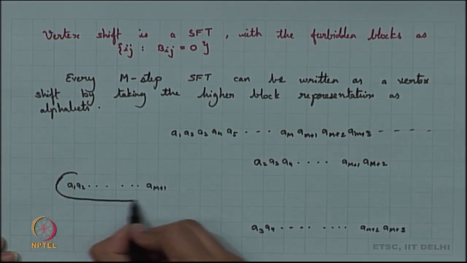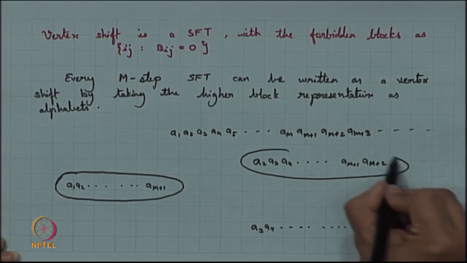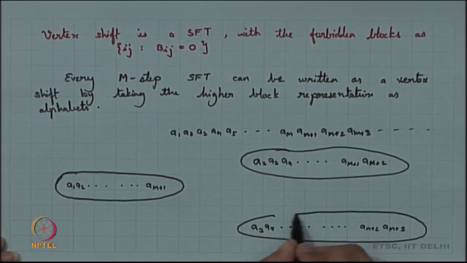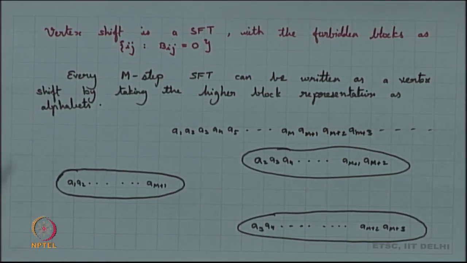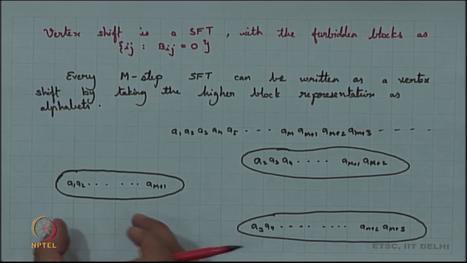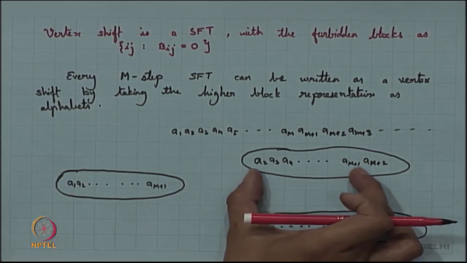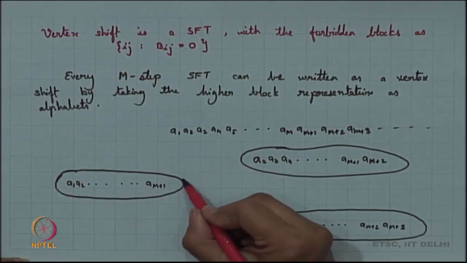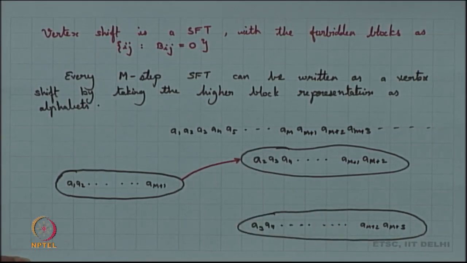So, this is one vertex, this is another vertex and this is a third vertex. Now, when we are constructing a graph, since this is a higher block representation, we see that this part should coincide with this part, and if this part coincides with this part, then what you have here is an edge.